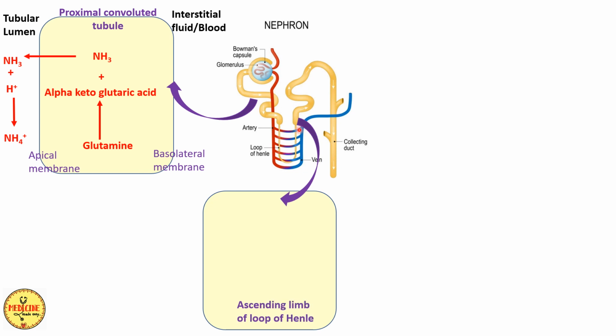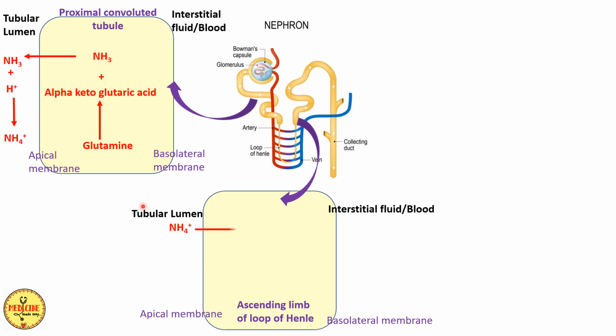At the ascending limb of loop of Henle, you have a similar cell with apical membrane, tubular lumen, basolateral membrane and interstitial fluid. Here what happens is the ammonium ions in the tubular lumen are transported into the interstitial fluid or blood. In that manner, the interstitial fluid ammonium concentration is increased, or there will be a huge load of ammonium ions in the interstitial fluid. How does this help?